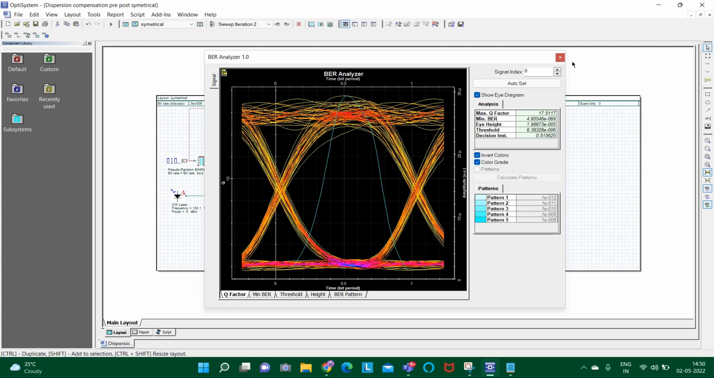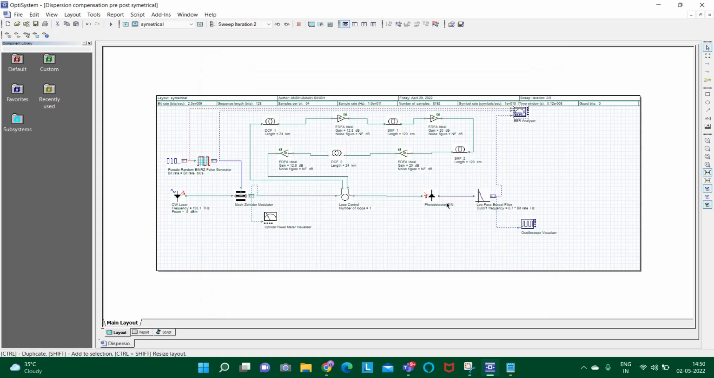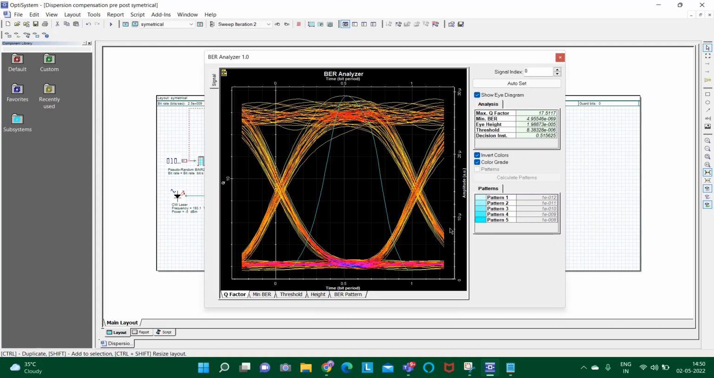So that is why, out of pre, post and symmetrical, we will choose the symmetrical scheme to compensate the single mode fiber. And this is all about our topic, ma'am. And we can clearly see all the Q factor, BER value, as well as the eye diagram of the topic.